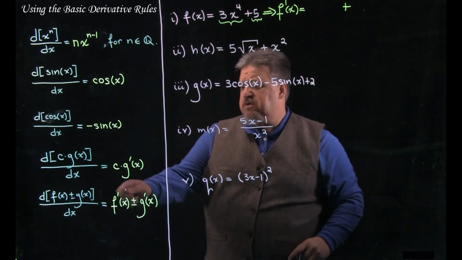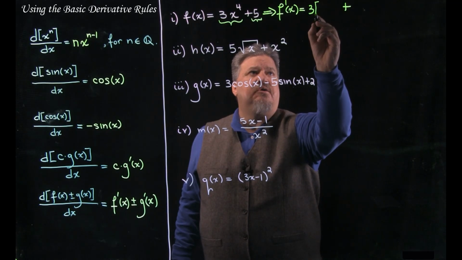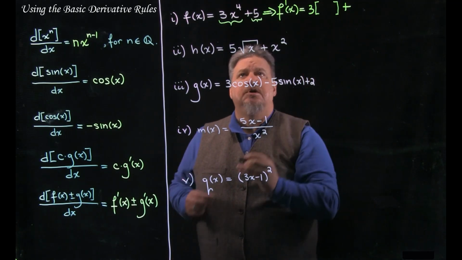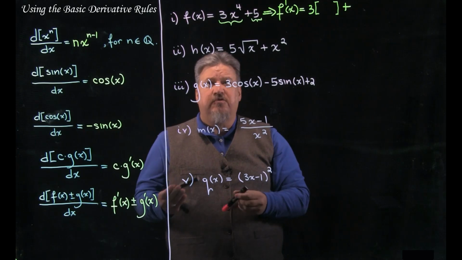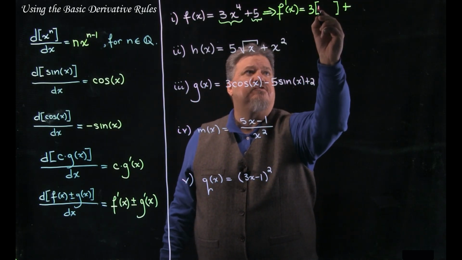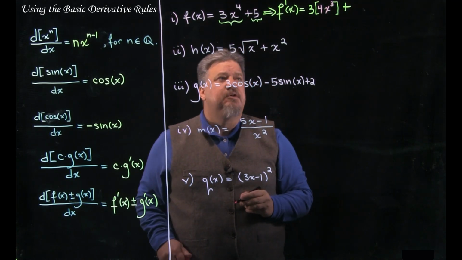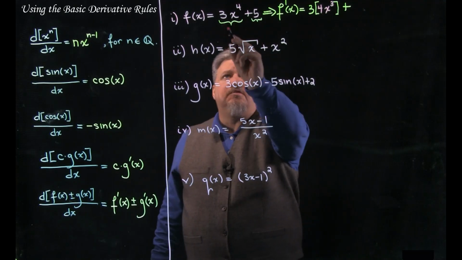So now the constant rule says I don't have to worry about the 3. So in here, I can put the derivative of x to the fourth using the power rule. So what is the derivative of x to the fourth? Well, it's 4x cubed. Okay. So I've completed the derivative of the first term.